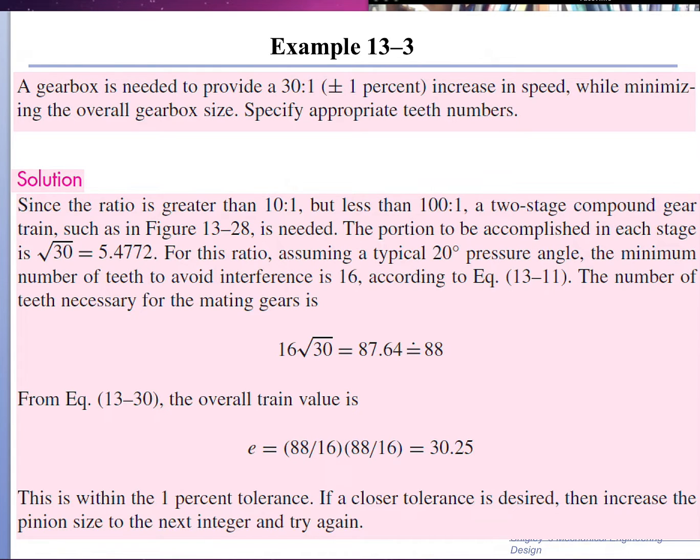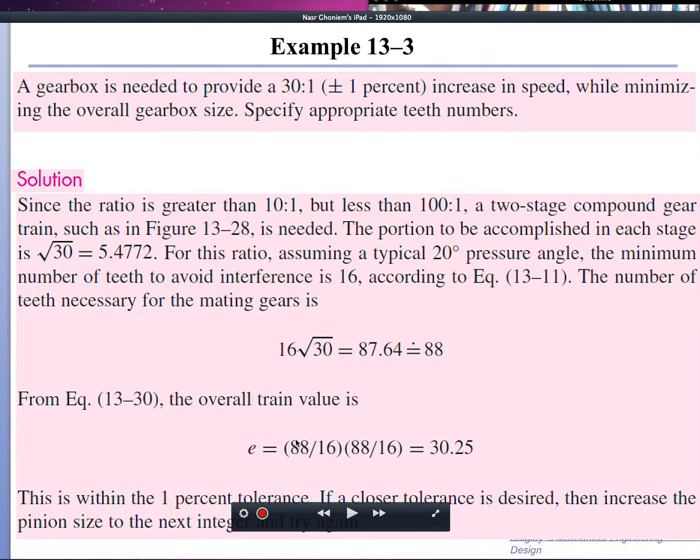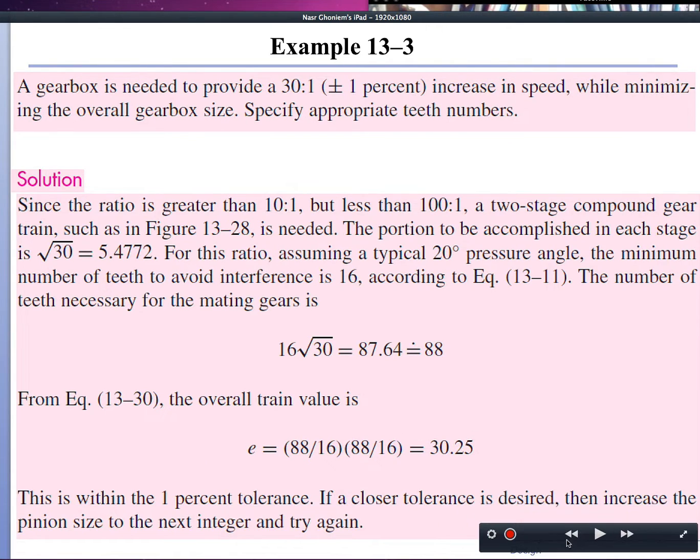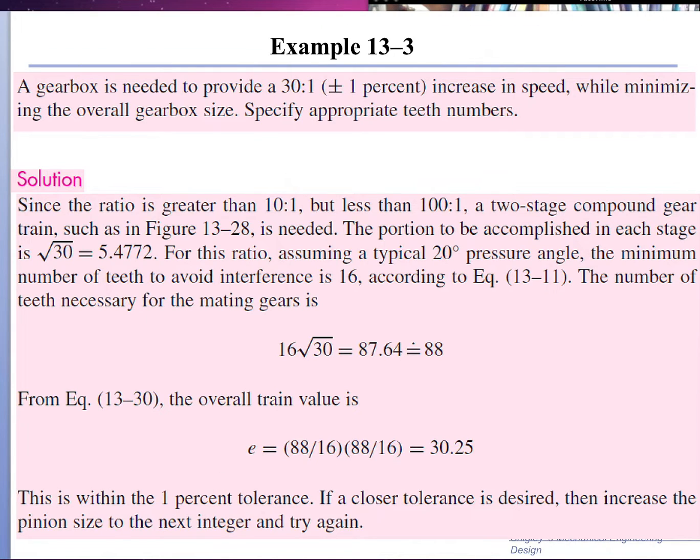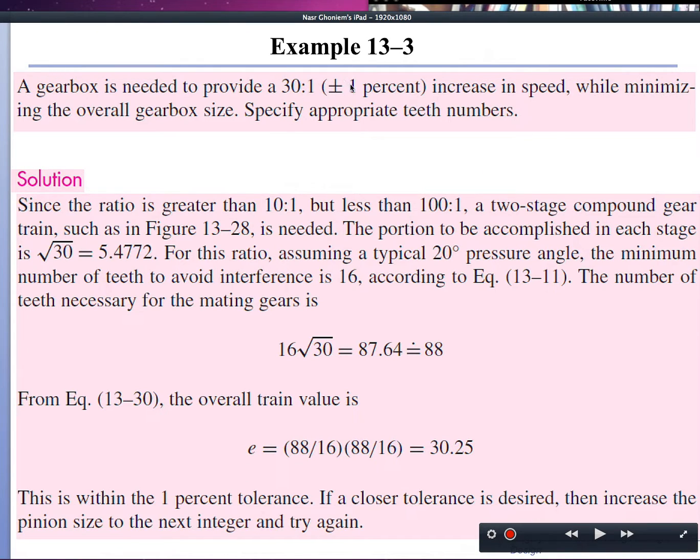and therefore we have a two-stage gear train. The first stage has a gear ratio of 88/16. The second will have the same, and therefore the product will give us the train value. The train value is 30.25, and that is close enough to the requirements, within 1% tolerance. So we did the design, and we are within the 1% tolerance.